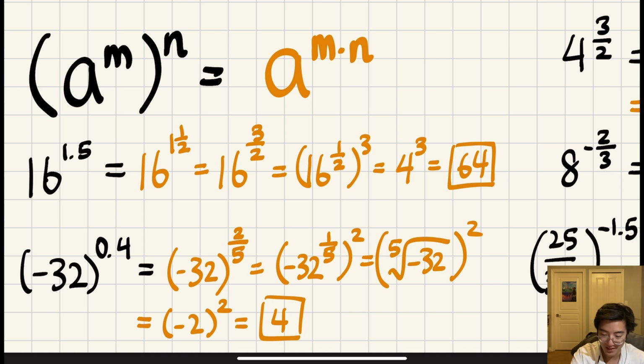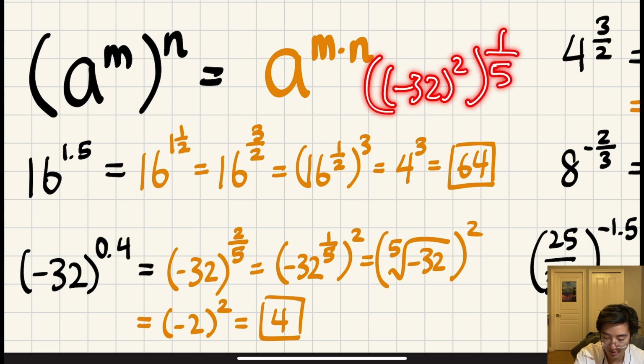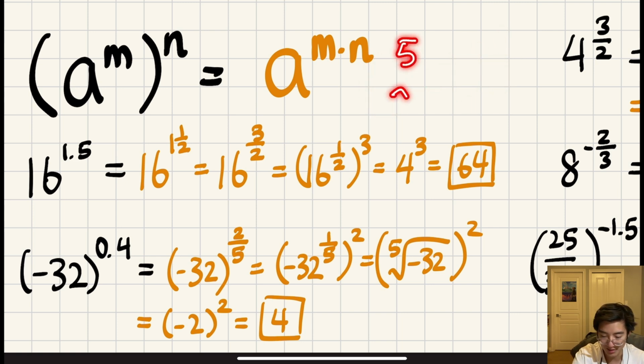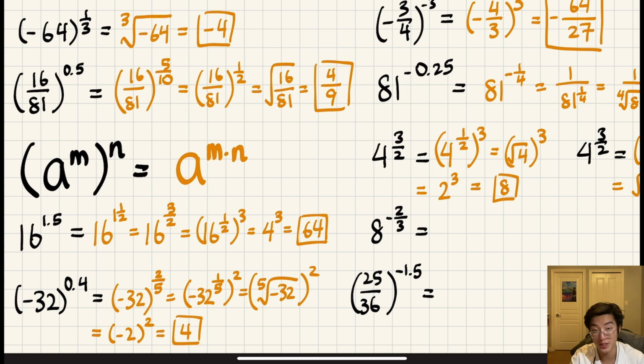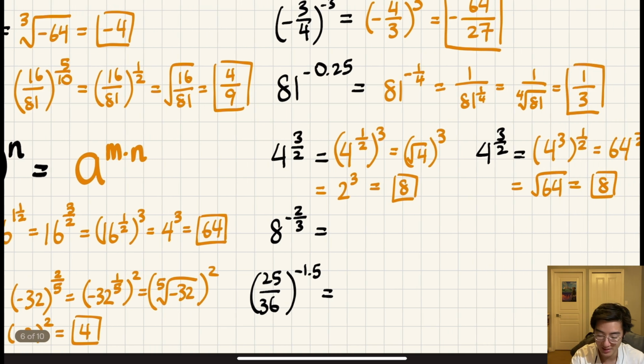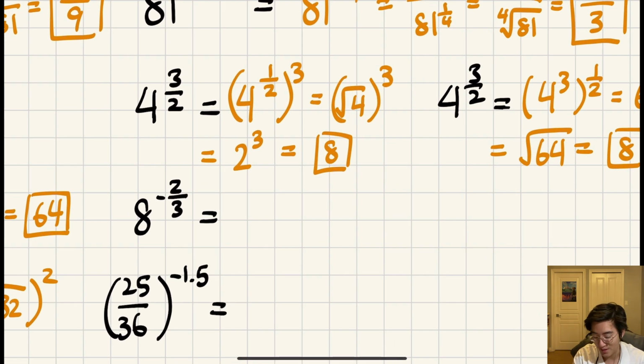Of course, like I said, if you're feeling adventurous, you're more than welcome to try negative 32 squared, all of that to the fifth root. So you have something like the fifth root of whatever negative 32 squared is. Again, that's an option that will still get you 4, but it's a very, very big number I have to work with. Okay, so that's why I always recommend doing the root first, or the denominator first. Okay, let's combine more stuff together.